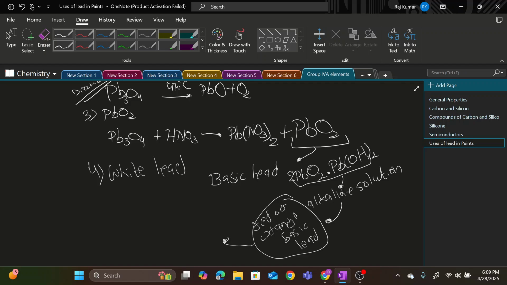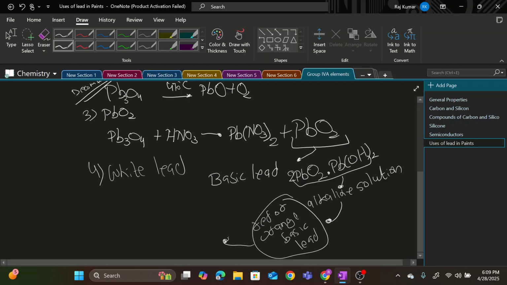Other uses of white lead are in the manufacture of ceramics and other products that can be used industrially.